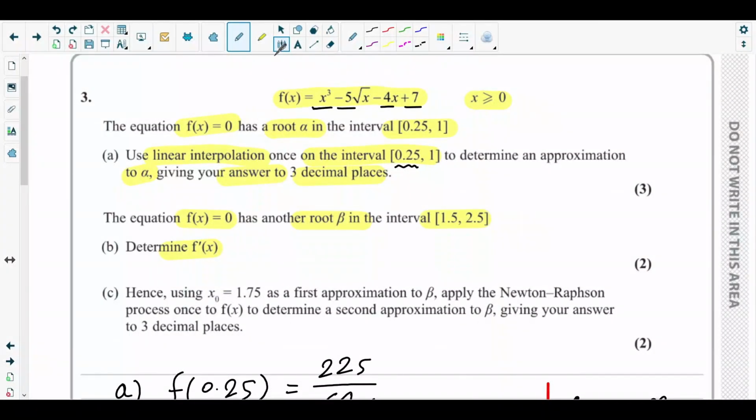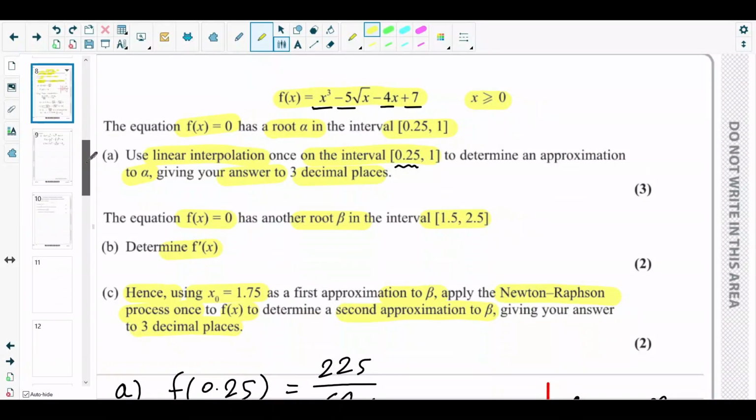Okay, next is part C. In part C, the question is asking, hence, using x naught equals 1.75 as a first approximation to beta, apply the Newton-Raphson process once to f of x to determine a second approximation to beta, giving your answer to 3 decimal places. Okay, we have to approximate the value for beta using the Newton-Raphson method.